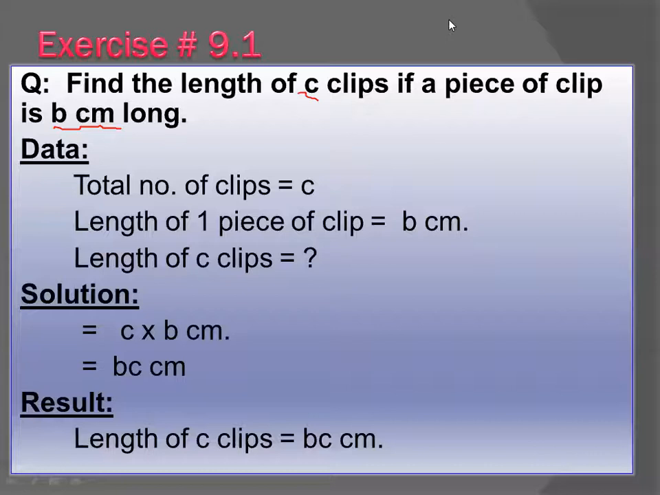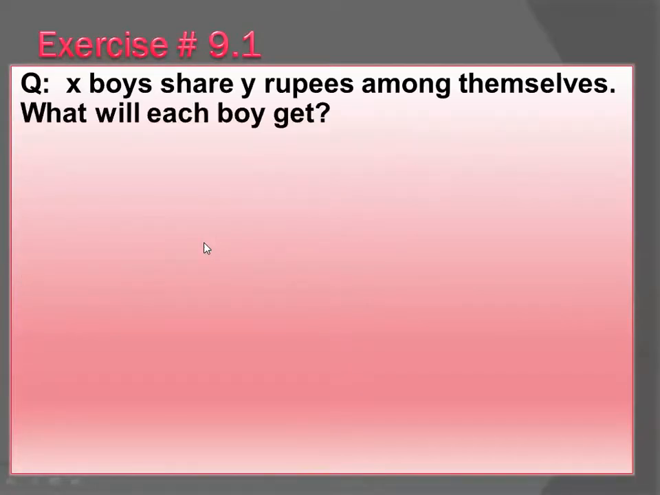Class, is that clear? Should I move on to the next one? Okay. Now move on to the next one. That is very important, and I want you to solve it yourself.